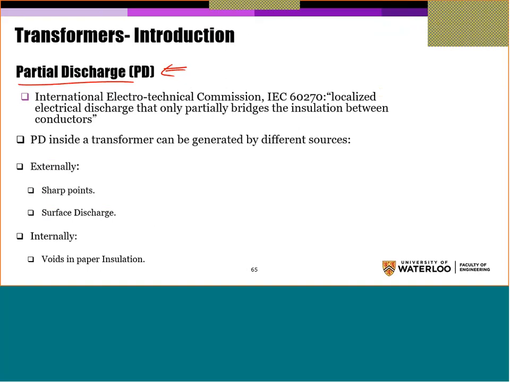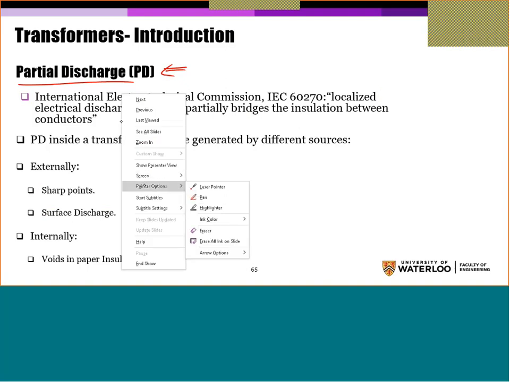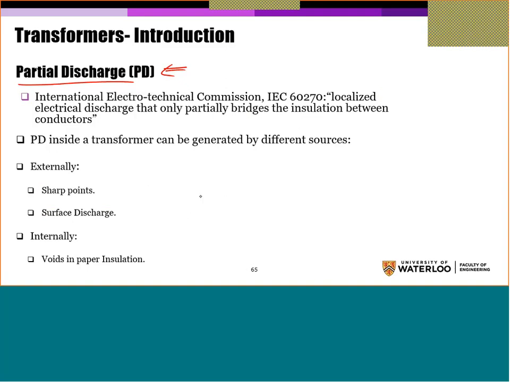Okay, so the partial discharge inside the transformer can be external, like coming from a sharp point or a surface discharge, or internal, a void in the paper insulation. So in the transformer winding, you could have it external to the winding or internal to the winding.